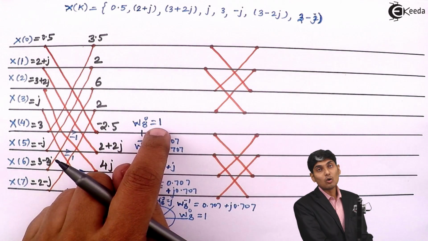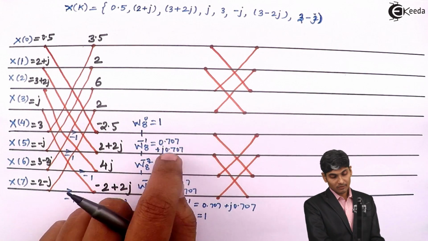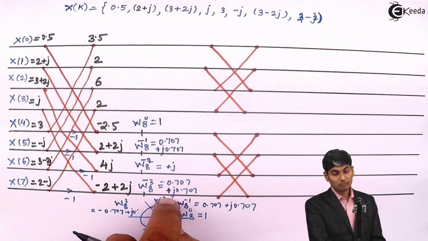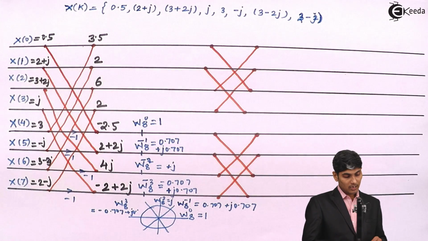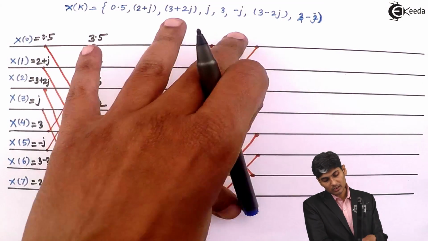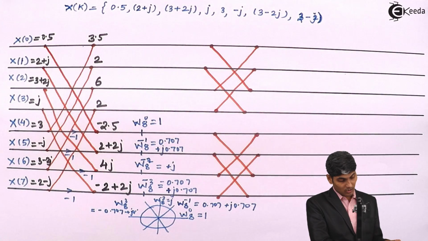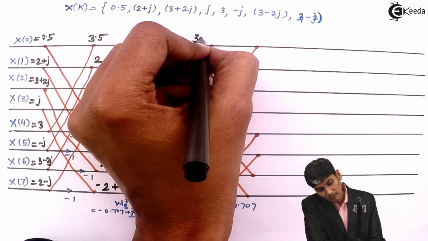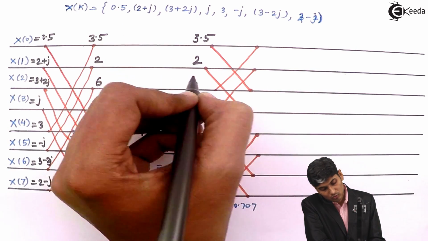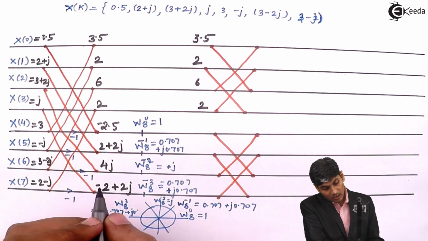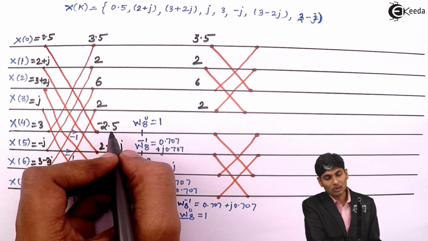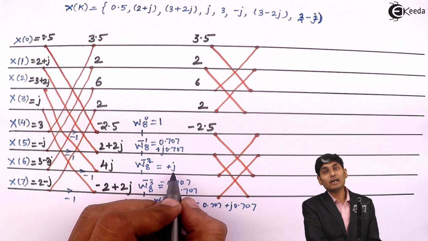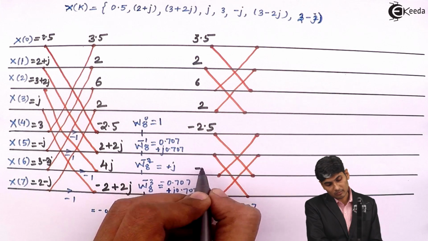And so the value is 1, 0.707 plus J 0.707, plus J, and minus 0.707 plus J 0.707. Now let us bring the output of the first stage as the input of the second stage. To get that, I will put the first value as it is. So because there is no multiplier in between, it becomes 3.5, then 2, then 6, and 2 back. Here 2.5 is multiplied by 1, it is minus 2.5 as it is. 4J multiplied by J becomes J square, so that becomes minus 4.